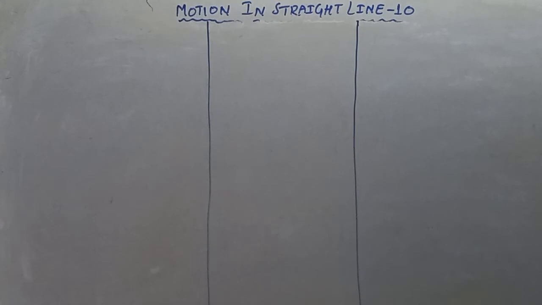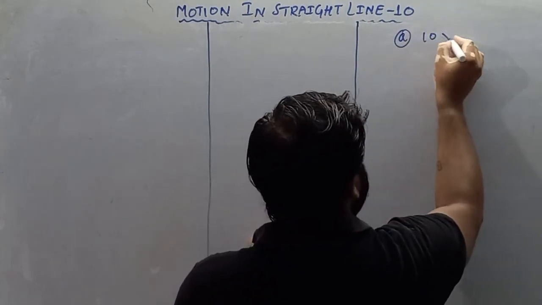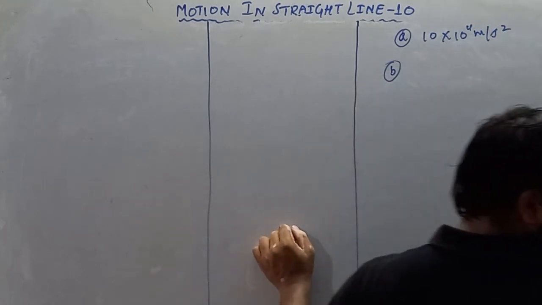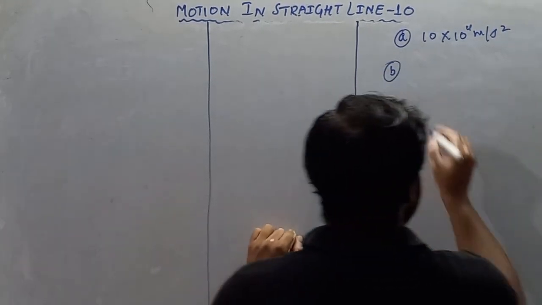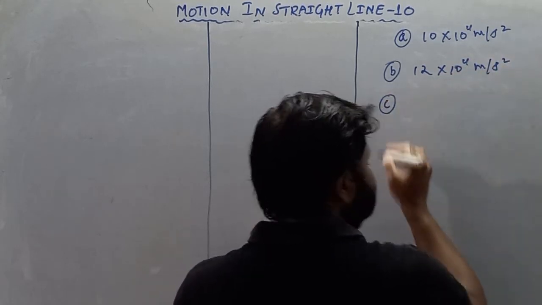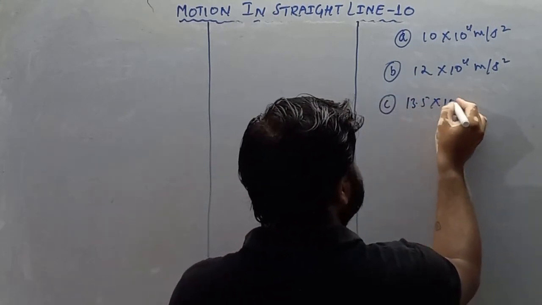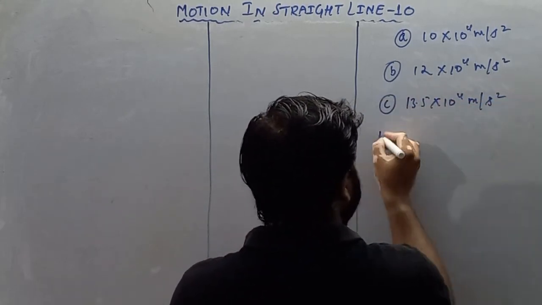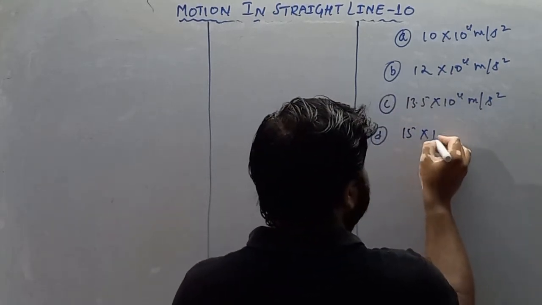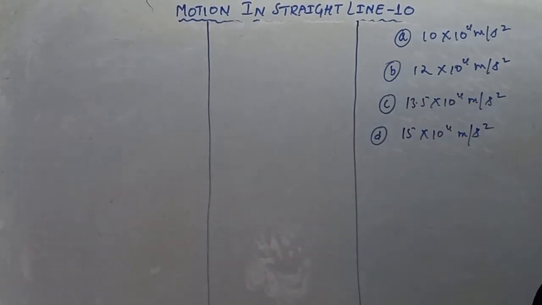Options are: A is 10 into 10 raised power 4 meter per second square, option B is 12 into 10 raised power 4 meter per second square, option C is 13.5 into 10 raised power 4 meter per second square, and option D is 15 into 10 raised power 4 meter per second square. I am repeating once again.